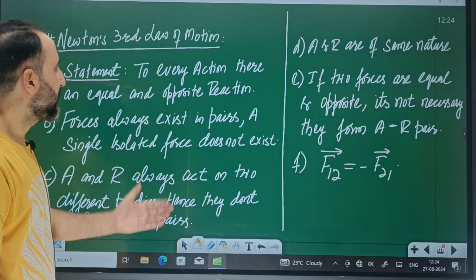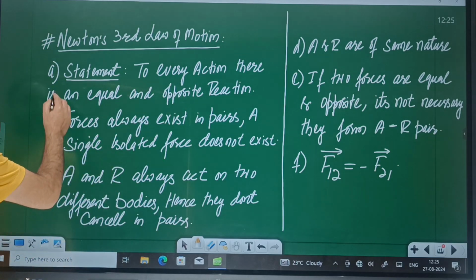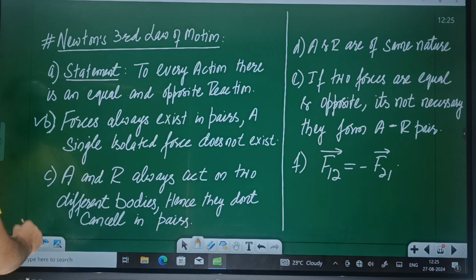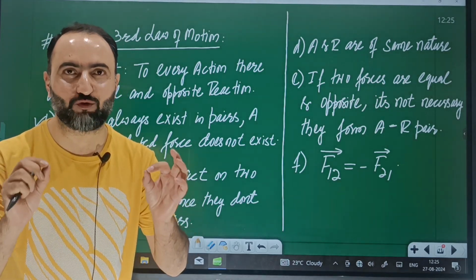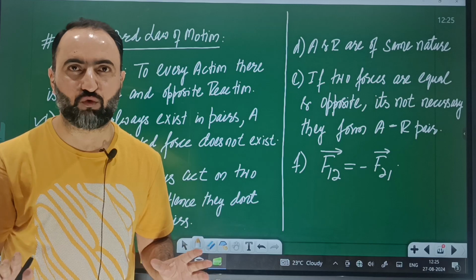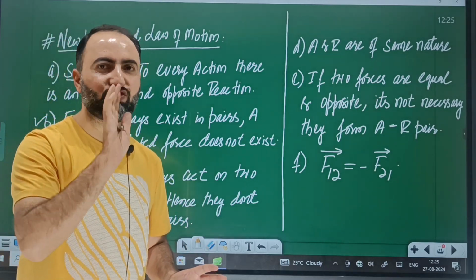To every action there is an equal and opposite reaction. Now what does that mean? That means point number B. That means forces always exist in pairs. It is never possible that a single isolated force can exist. Whenever there is a force, for example 10 Newton, there will be another force of 10 Newton in the opposite direction.